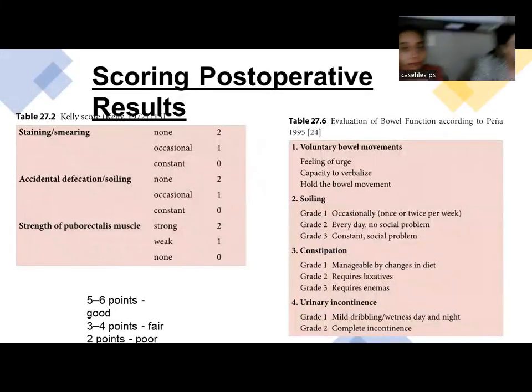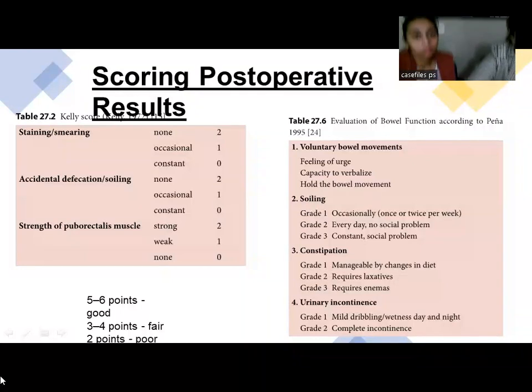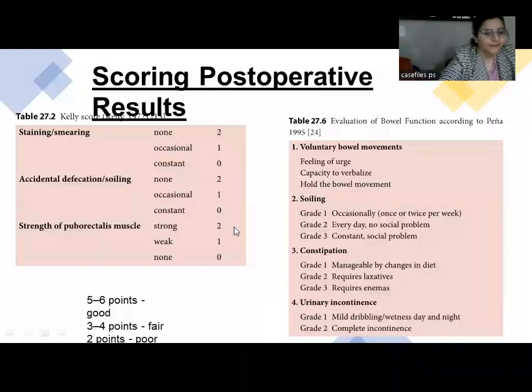Moving on to how to assess for postoperative complications in a patient who has been operated for ARM. There's no standardized protocol for the same, and various scoring systems have been described.